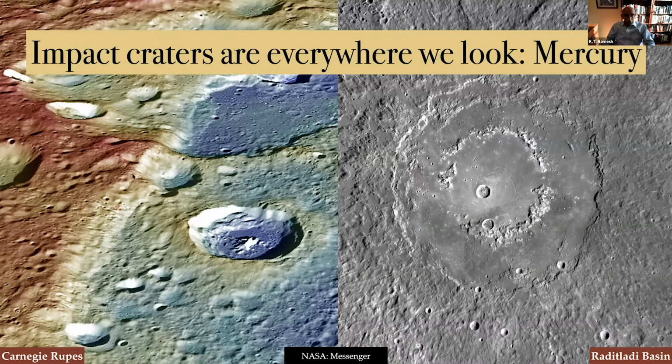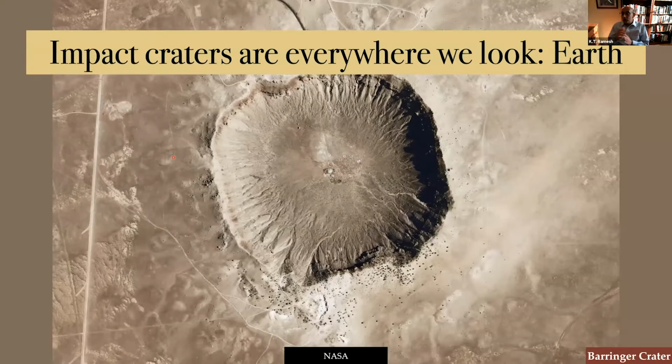Here's another crater over here, and you can see you actually get some geologic motion across this crater rim. So craters on Mars, craters on Mercury, craters on the Earth. This is Barringer Crater in Arizona. You can go visit this. I heartily recommend it. It's quite an amazing structure. It's about a mile or so across here. It's a relatively small crater.